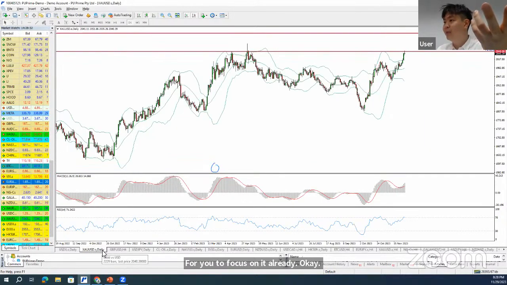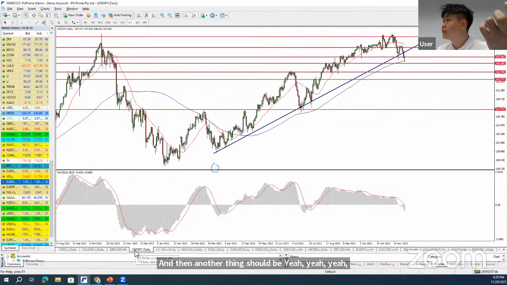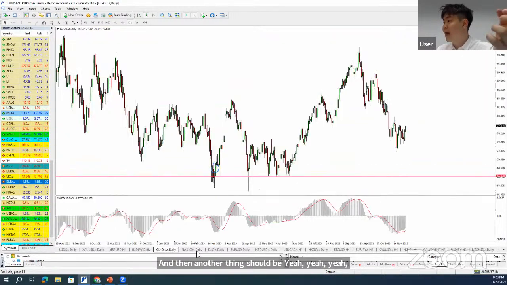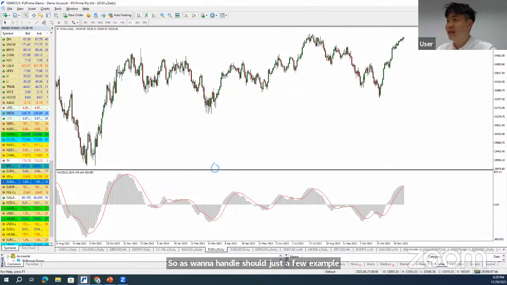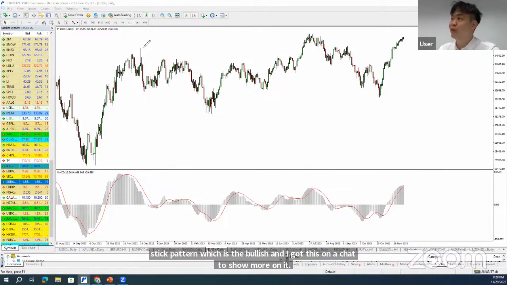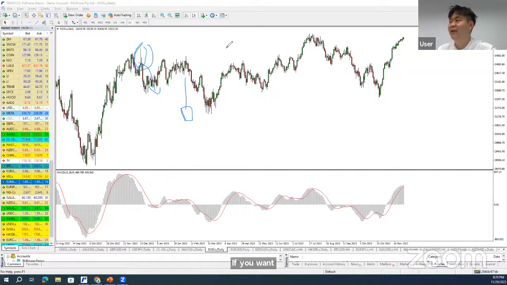And then another thing should be other candlestick patterns. Let me see anything else. As for now, the hammer has just a few examples, but I do notice another very good candlestick pattern, which is the bullish engulfing and bearish engulfing that I noticed on the charts. Okay, I found another hammer, but it's an inverted hammer. After it formed an inverted hammer, it starts to rebound back. Every time you notice this kind of candlestick pattern, it won't keep forming one, so it's better for you to wait until a certain candlestick forms, then you enter.